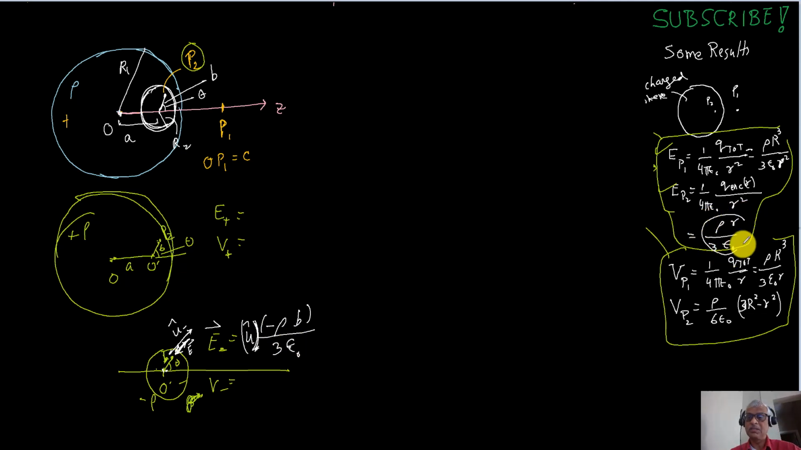So using this, because point P2 is inside, that formula applies. And how about V minus? Point P is inside, so it's going to apply that. It's going to be minus rho over 6 epsilon naught times 3 R2 square minus whatever the potential is at the edge of this, R2 square minus b square.